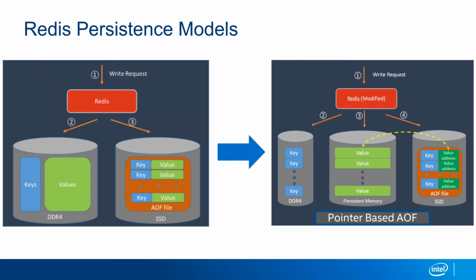When Redis gets a write request from the client, it stores the key in the DRAM. Instead of saving everything as append-only files in SSD, we only store the key and the location of big values as AOF in SSD, and those big values are now saved in the persistent memory.